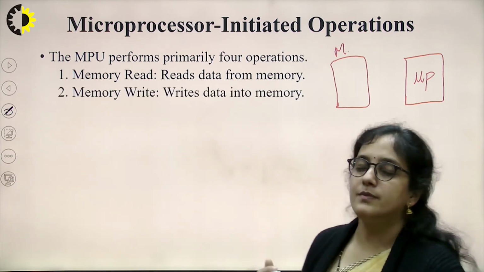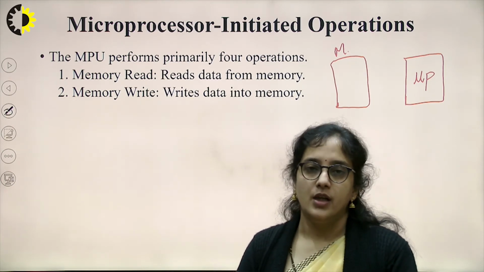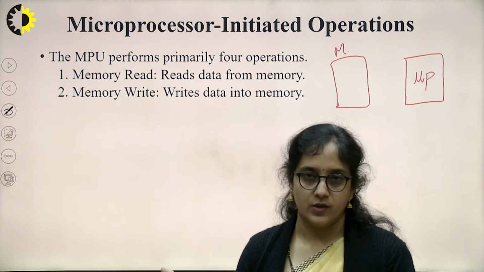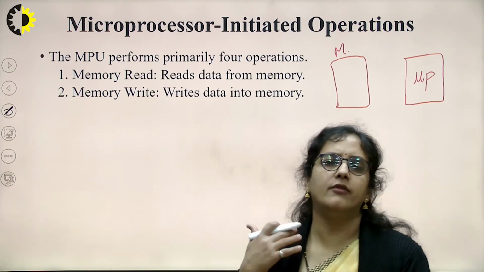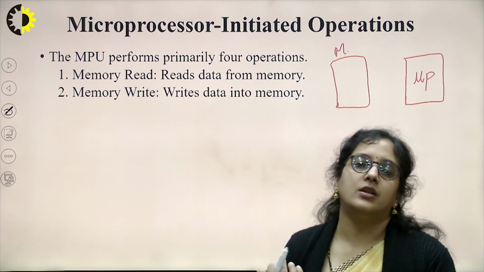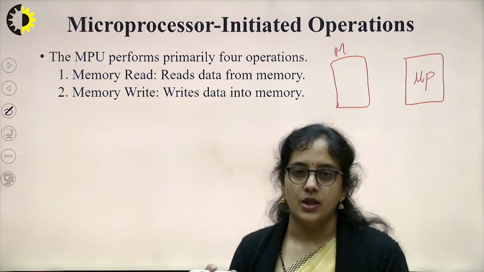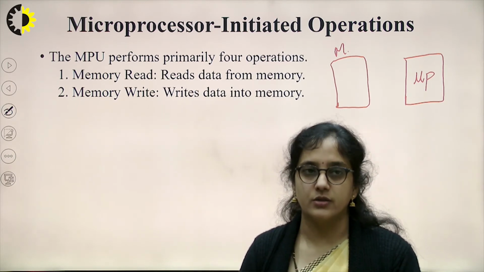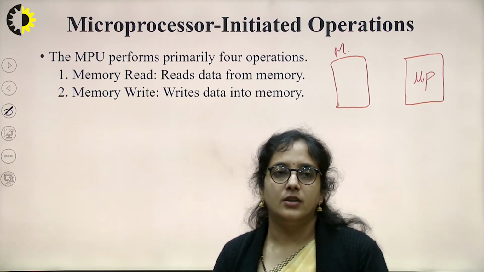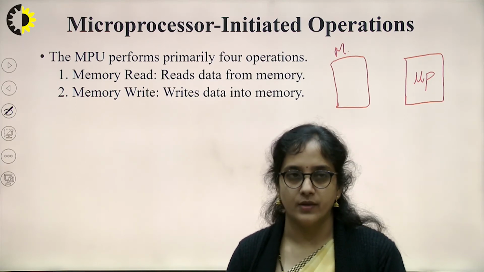Second operation is memory write. Whenever the whole task is completed and we have to store our result, we can display our result on the monitor, or we can print that result, or the third option is we can write our data in our memory unit, so that we can use that data for further manipulations. So the second primary operation is memory write.